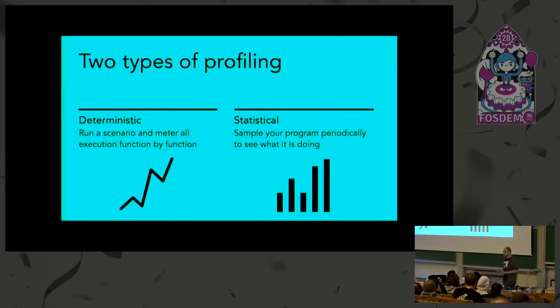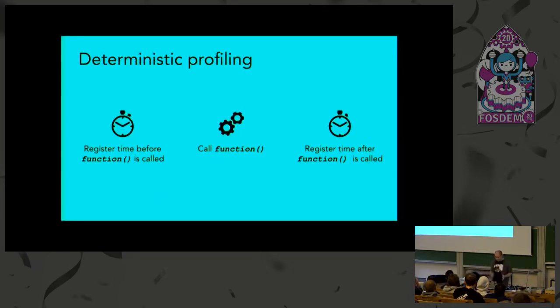There are two types of profiling. The first one is deterministic profiling. If you ever used cProfile, the Python profiler which has been built into Python for a long time, this is what it does. And there's another type of profiling, which is what we're going to talk about today: statistical profiling, where you do things in a different way, which has its own perks.